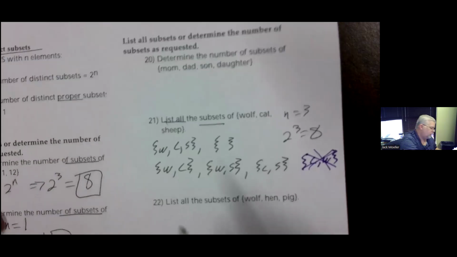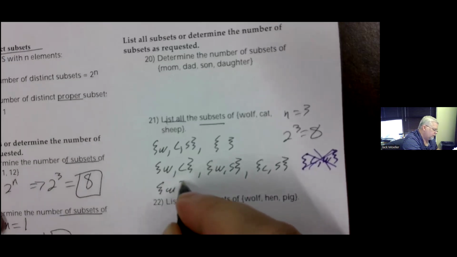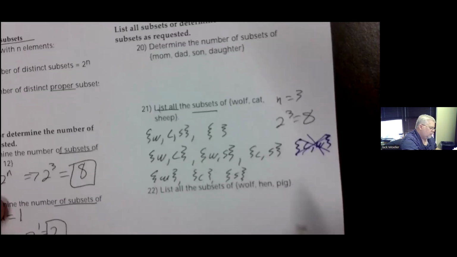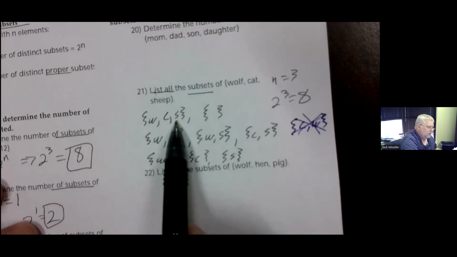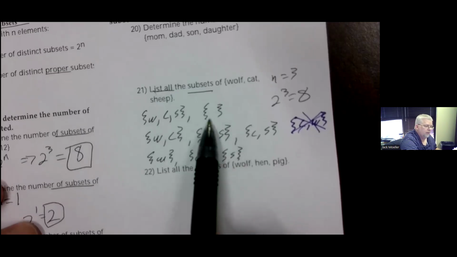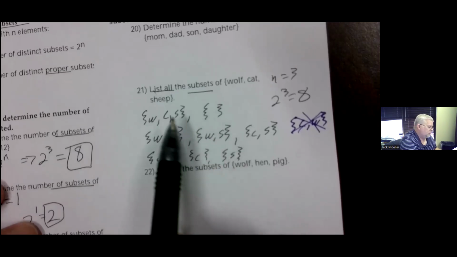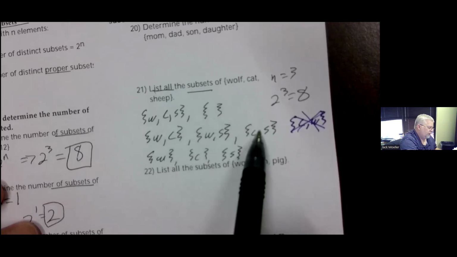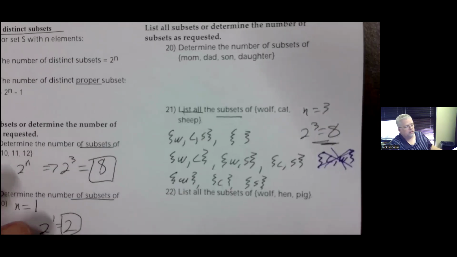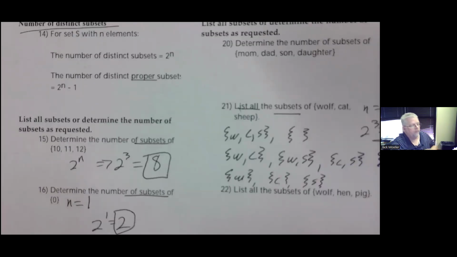So what about 1 element? Well, we can do wolf by itself, cat by itself, and sheep by itself. Okay, so we've done all the combinations with 2, all the combinations with 1, and the combination with none. How many does that give us? 2, 3, 4, 5, 6, 7, 8. So that is where those 8 subsets are coming from that this formula gives us.